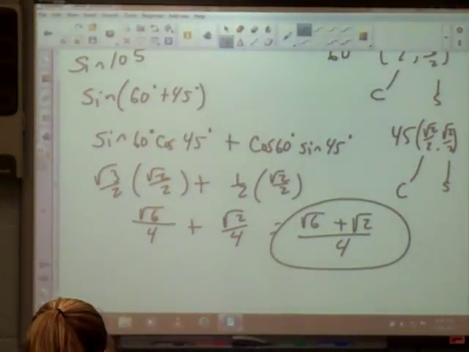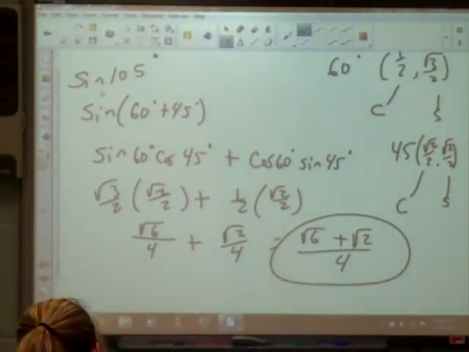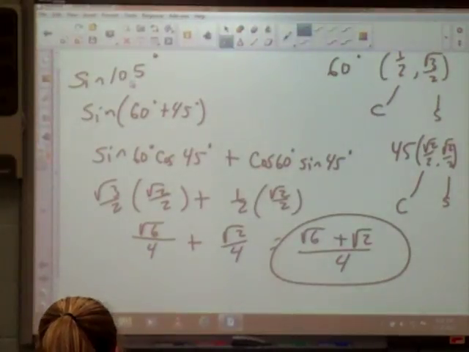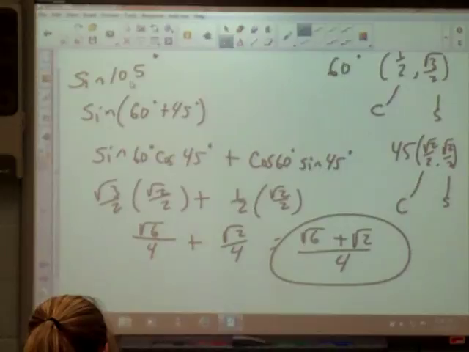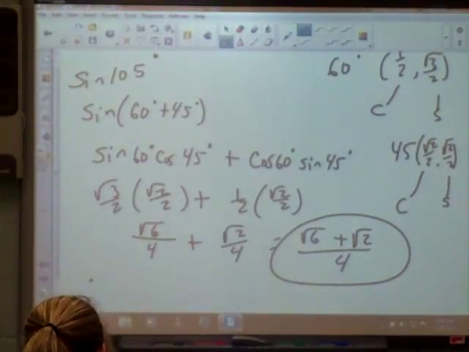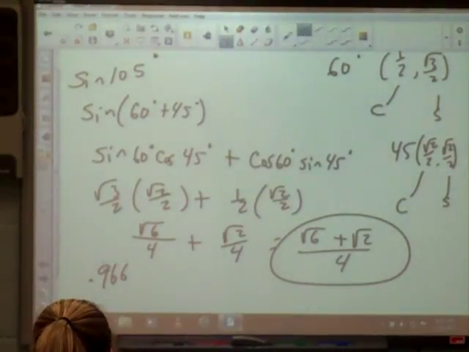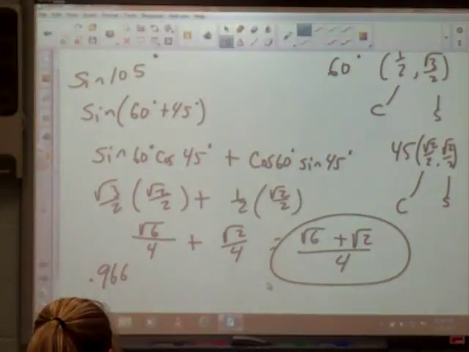So would you just type this in my calculator? To check it, I would type sine of 105 in my calculator, making sure I'm in degree mode. She got about 0.966. Then I would type this in my calculator and I should get close to the same thing. Yeah, she did. So that's a way you could check it.